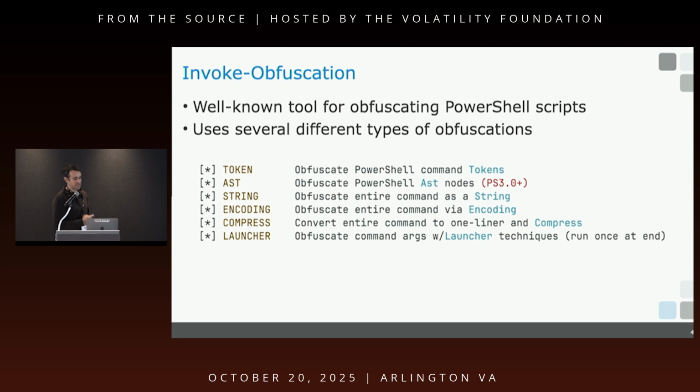So, some basics of PowerShell obfuscation. Invoke-Obfuscation is the most famous of these tools, and it has several different methods available to you. The ones that I focused on most for this project were the token and string manipulations.